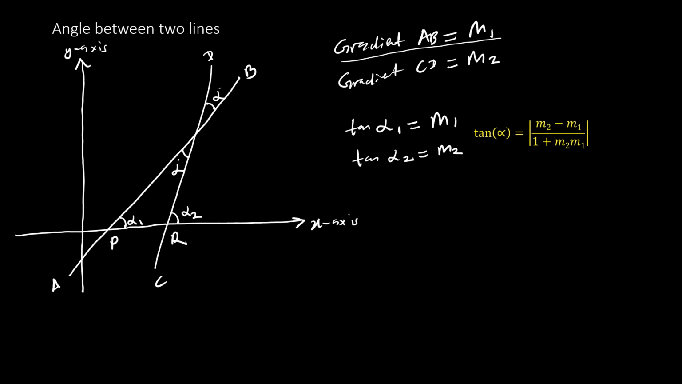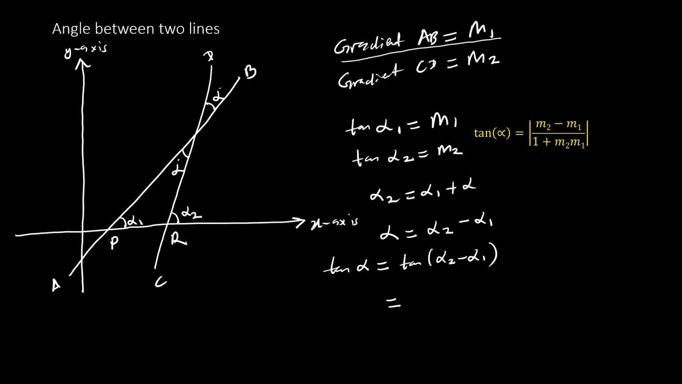Also from the rules of triangle, we know that alpha 2 equals alpha 1 plus alpha. This is the exterior angle of a triangle, and then we are going to have that alpha equals alpha 2 minus alpha 1. To continue the proof, let's take the tangent of both sides for this particular equation. We now have tan alpha equal to tan of alpha 2 minus alpha 1.